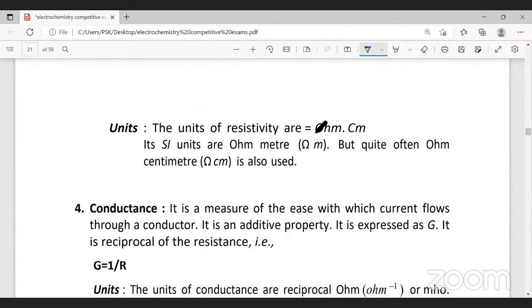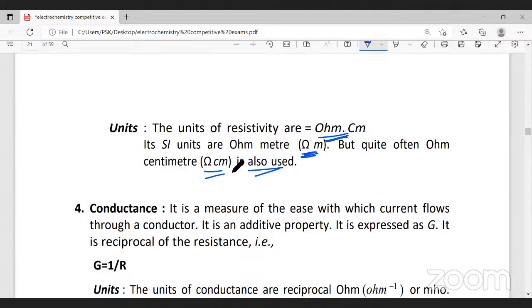The unit for resistivity is ohm centimeter. Its SI unit is ohm meter, but quite often ohm centimeter is also used. So the SI unit for resistivity is ohm meter.